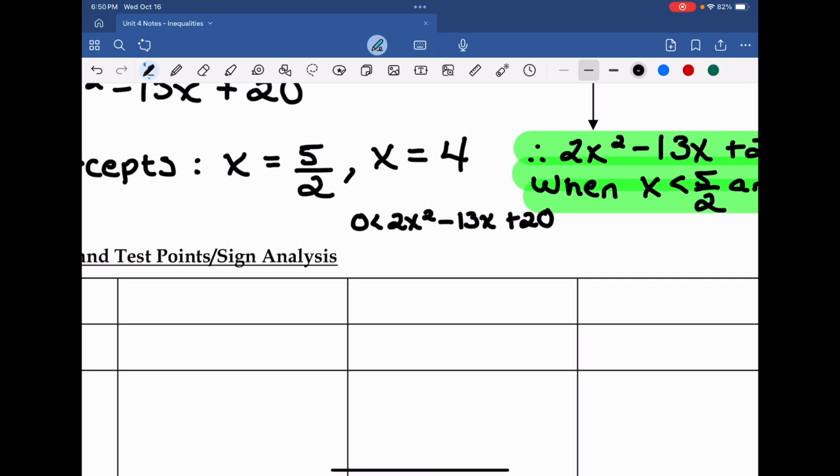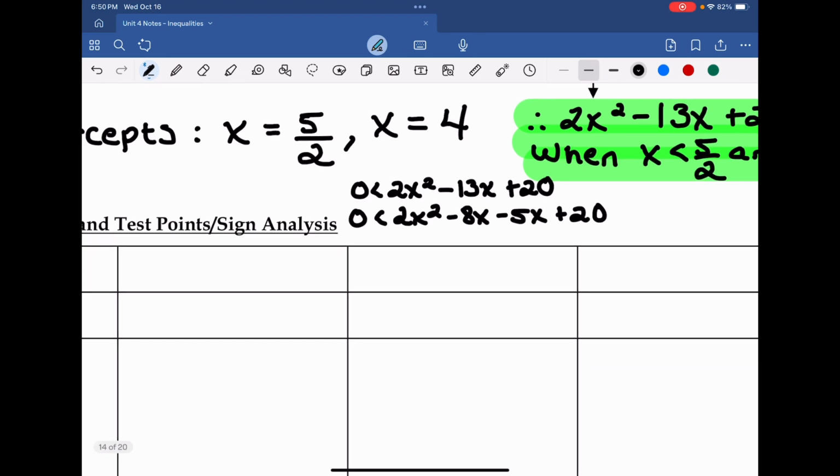Well, what things multiply to make 2 times 20, aka what things multiply to make 40 and add to make negative 13? We're going to find out that it would be 2x squared minus 8x minus 5x and then plus 20, because negative 5 and negative 8 multiply to make positive 40, but they also add to make negative 13. Now we're going to factor this by grouping. When we factor it by grouping, I can take out a 2x from the first, leaving me with x minus 4. And if I take out 5 from the second grouping, I have x minus 4.